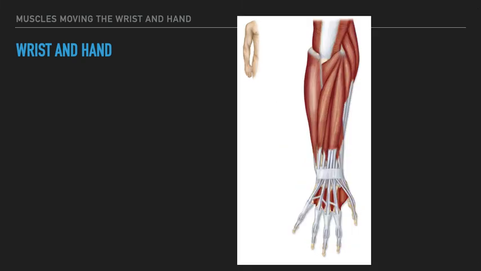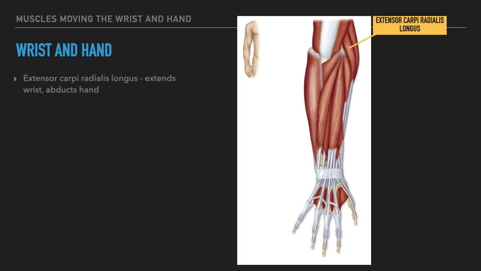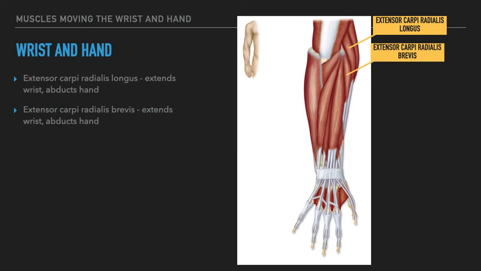So for the last slide in this lecture, we're going to finish up on muscles that move the wrist, hand, and fingers. So the extensor carpi radialis longus, this is going to extend the wrist and abduct the hand. The origin is the lateral supracondylar ridge of the humerus. So like I said, most of these muscles are going to have an origin on the humerus. And then it inserts at the base of metacarpal 2.